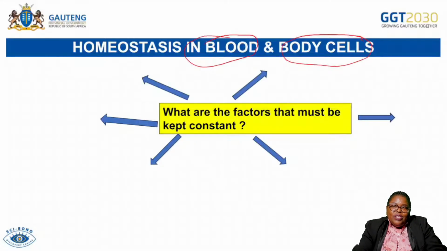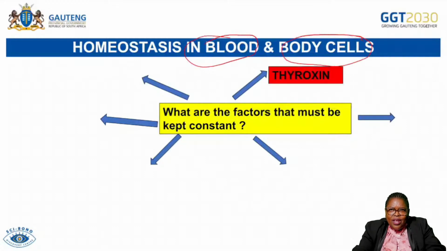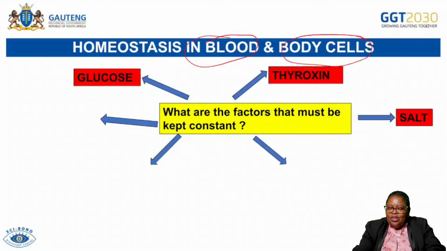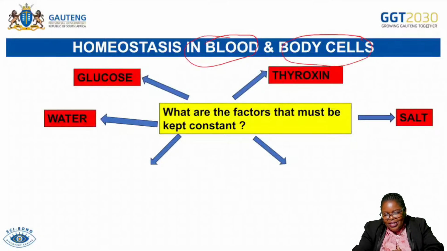So remember, we are talking about secretion of hormones. The body cells do not need too much or too little secretion of hormones. Hence, we're talking about maintaining constant levels internally. So what are those factors that must be kept constant in the body cells? We talk about the thyroxine level, it should be kept constant all the time. We talk about the glucose, it must be constant all the time. The salt, the water, we don't need more or less. Everything must be maintained in that way, right?